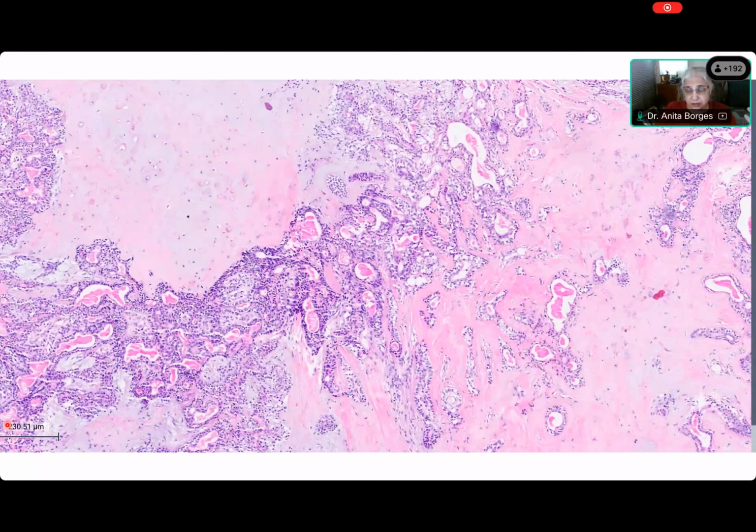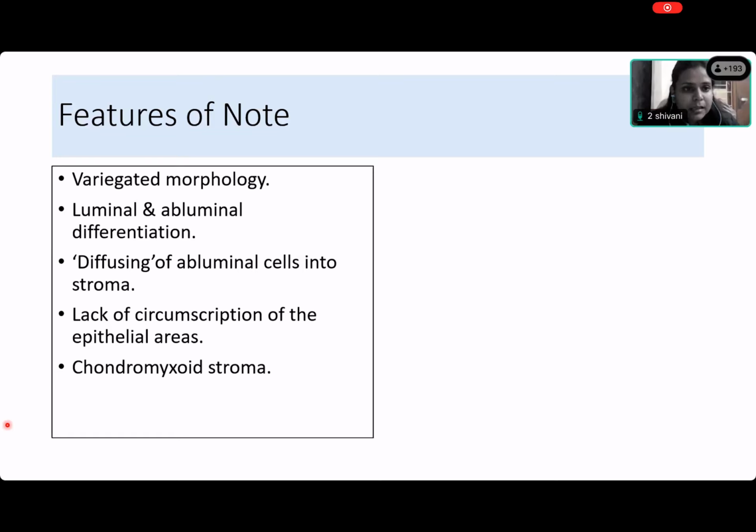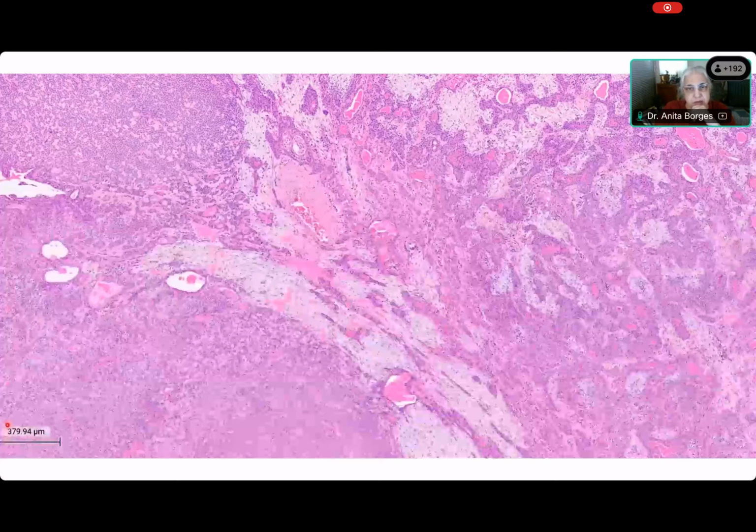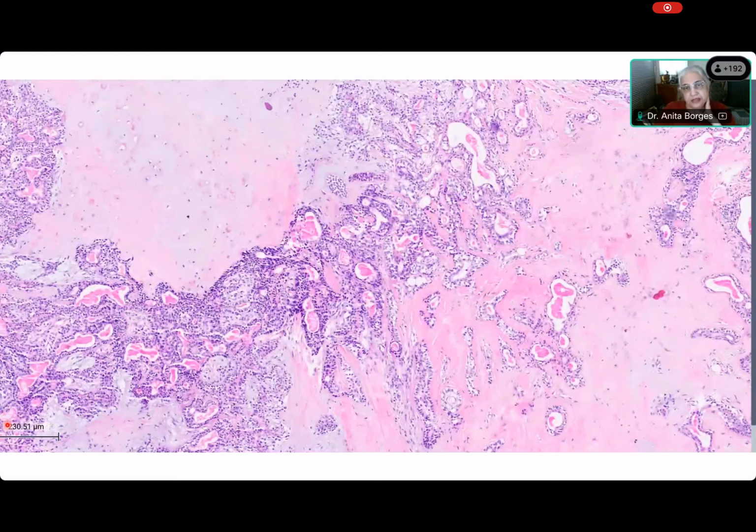Read what we saw. Variegated morphology, luminal and abluminal differentiation. What does that mean? Ma'am, there are luminal cells and abluminal cells, where luminal is near the lumen and abluminal is away from the lumen, which is the myoepithelial or basal cells. Then diffusing of abluminal cells into the stroma, lack of circumscription of the epithelial areas, and chondromyxoid stroma. So you agree with all of this? All right, now we're going to go back and you're going to tell me where you see all of those features I showed you.